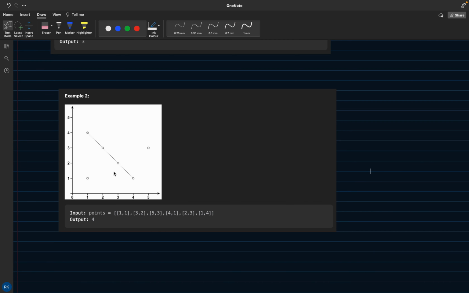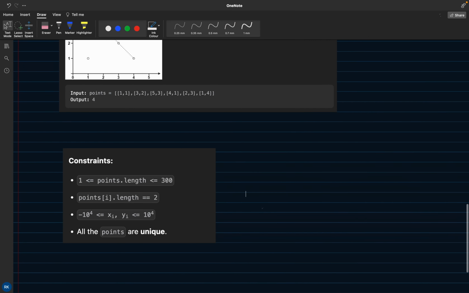We have several points, and if we try to join every point to every point, so basically we will be brute forcing it. We will join every point to every point, and we will count the number of points that fall on every line, and the maximum we get is our answer. So these are the 4 points that lie on the same line, so our answer is 4 in this case.